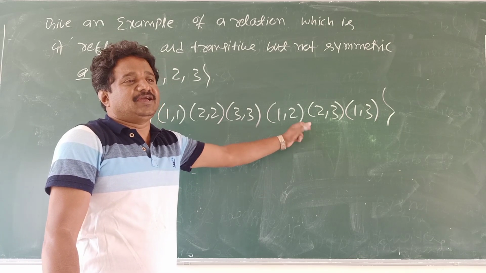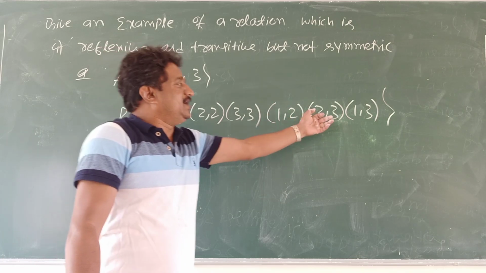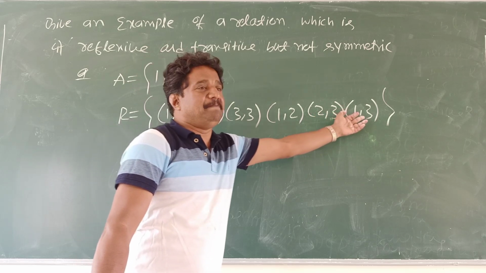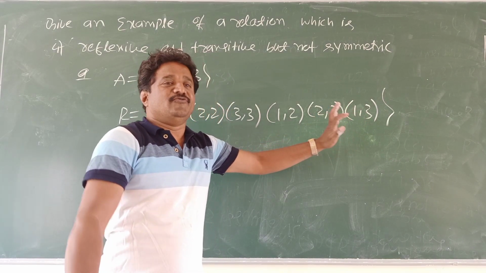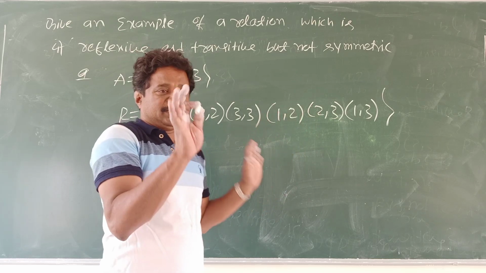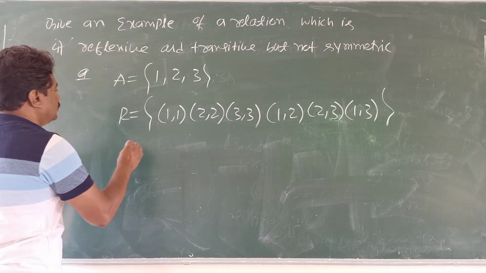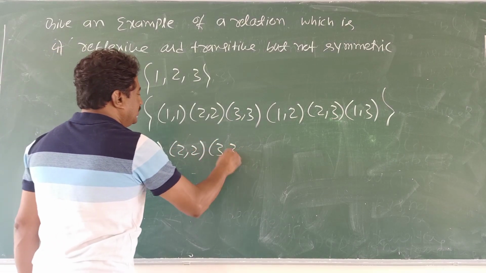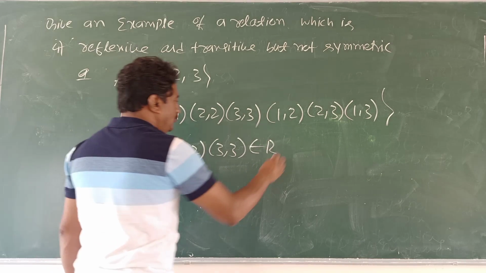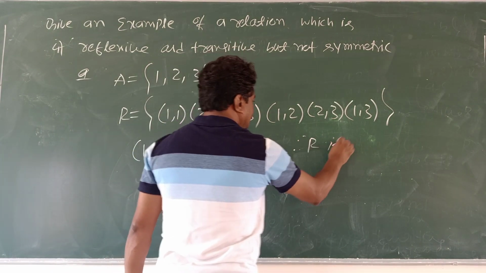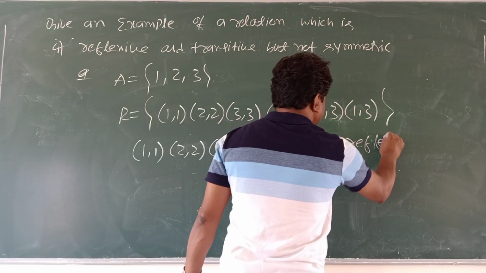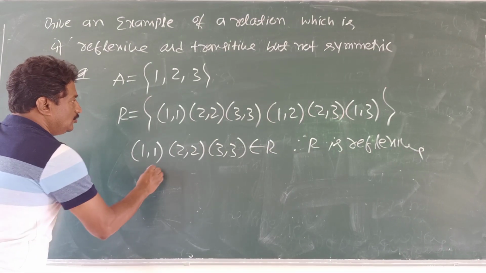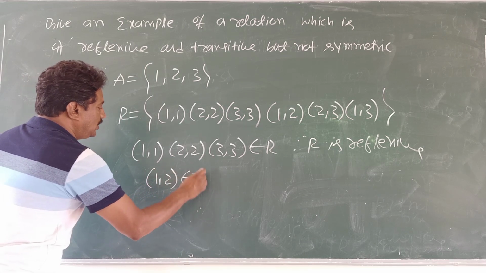Why is it not symmetric? (a, b) is present, no (b, a). Now write reflexive. (1, 1), (2, 2), (3, 3) belong to R. Therefore, R is reflexive.